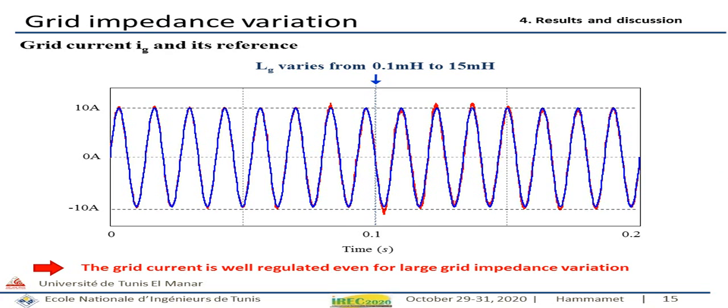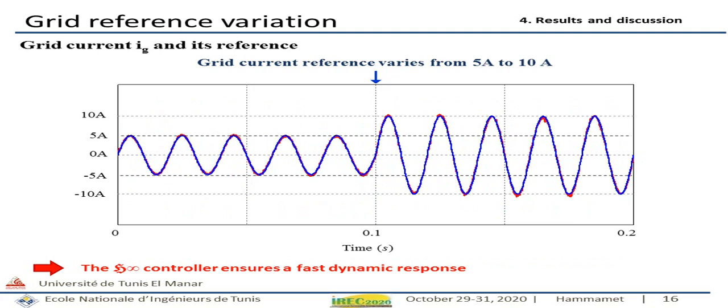We move now to simulation results. This figure shows the grid current regulated based on the obtained reduced H-infinity controller K for LG varying from 0.1 millihenries to 15 millihenries at 0.1 second. As shown in this figure, the grid current is well regulated even for large grid impedance variation. This figure presents the grid current and its reference for a reference change from 5 ampere to 10 ampere. As presented in this figure, the H-infinity controller ensures a fast dynamic response.